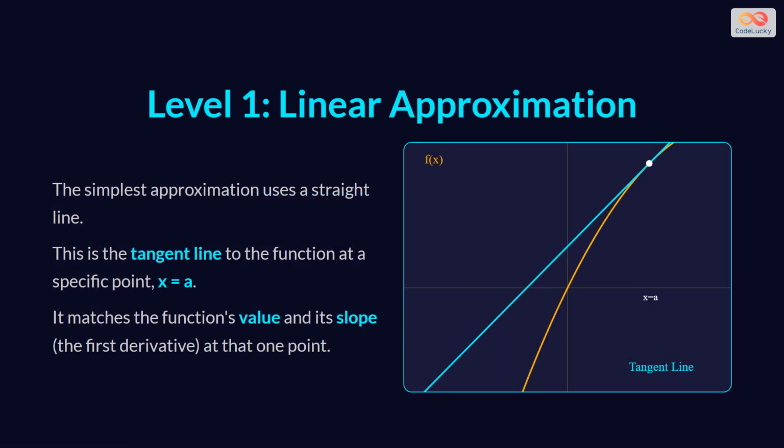The most basic way to approximate a curve is to use a straight line. Specifically, we use the tangent line to the function at a point we care about, which we'll call x equals a. This tangent line is a great starting point because it perfectly matches the function's value and its slope at that single point.